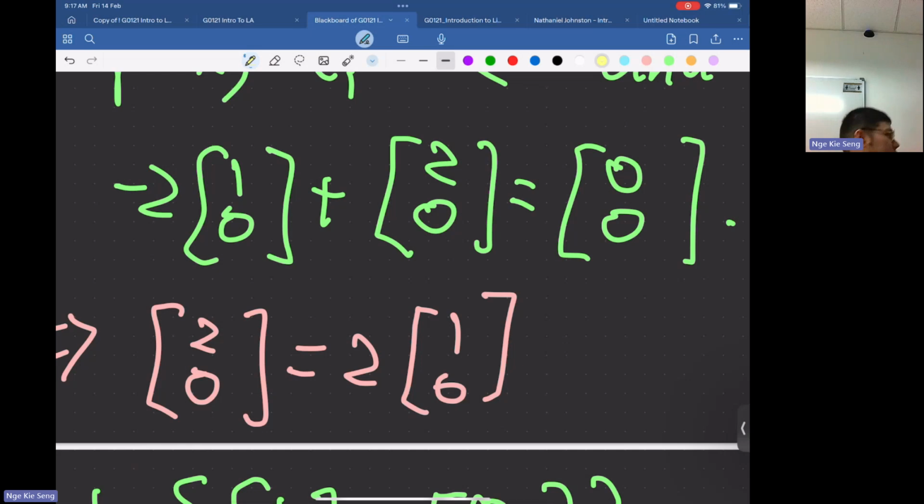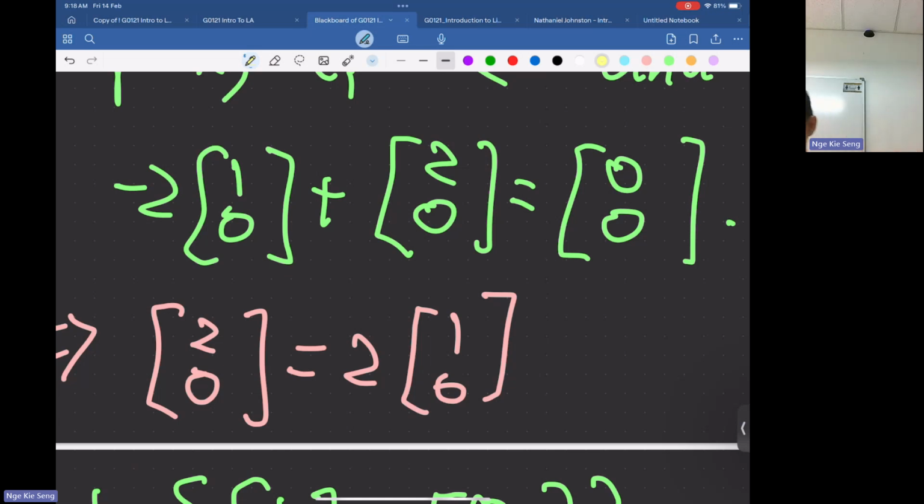If you look at these two vectors here, what does it mean by (2, 0) equals 2 times (1, 0)? It means (2, 0) is a scalar multiple of (1, 0). Scalar multiple means you scale the vector, so the vector becomes longer. (2, 0) has length 2, and (1, 0) has length 1. And this is true for any two vectors that are linearly dependent.